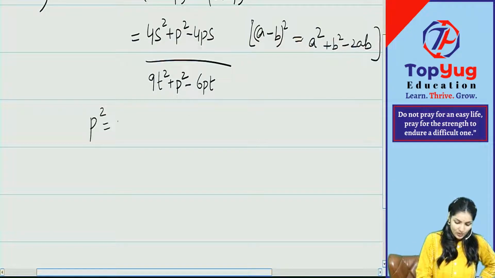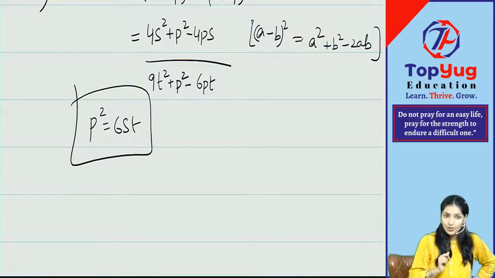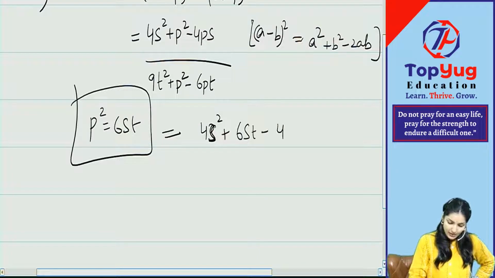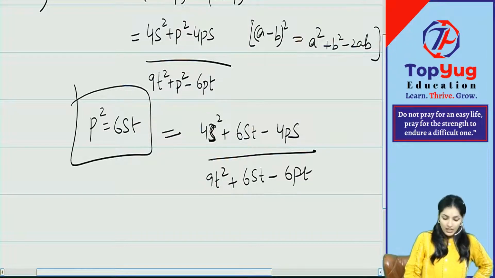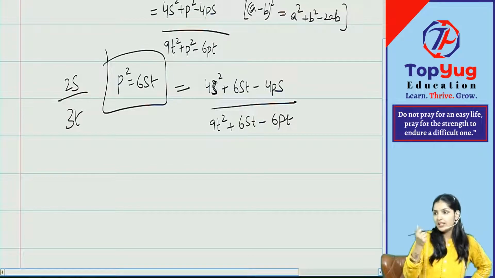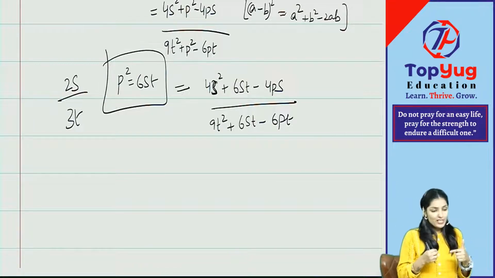So p square is equal to 6st, that is the answer. Being the first one, it will be very easy for you people. So I substitute. When I substitute, I get 4s square plus 6st minus 4ps divided by 9t square plus 6st minus 6pt. Now what should be my LHS? 2s by 3t. That's what I have to get. When I duplicate it, I need to get the answer as 2s by 3t.